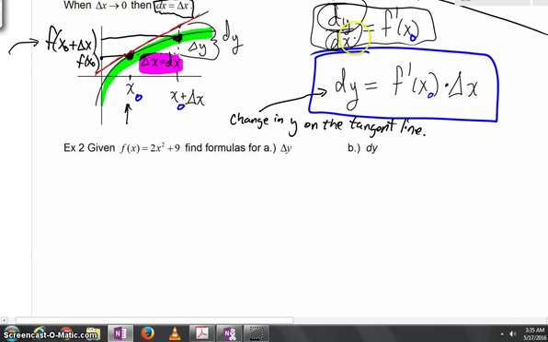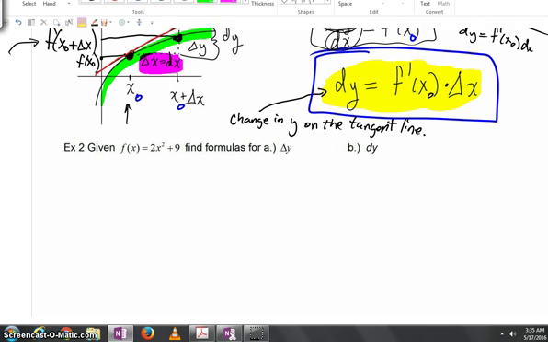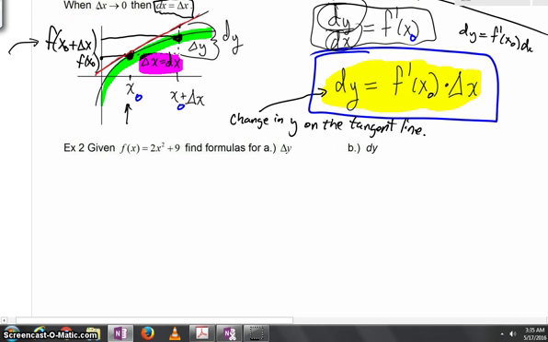But let's just say that I multiplied both sides by dx. We'd have dy is f prime of x naught times dx. But like we just said earlier, dx and delta x are really the exact same thing. So we have this wonderful formula. This is something you want to memorize. dy, the change in y on the tangent line, is equal to f prime of x naught times delta x. And this is a wonderful way to talk about change, but change on the tangent line.